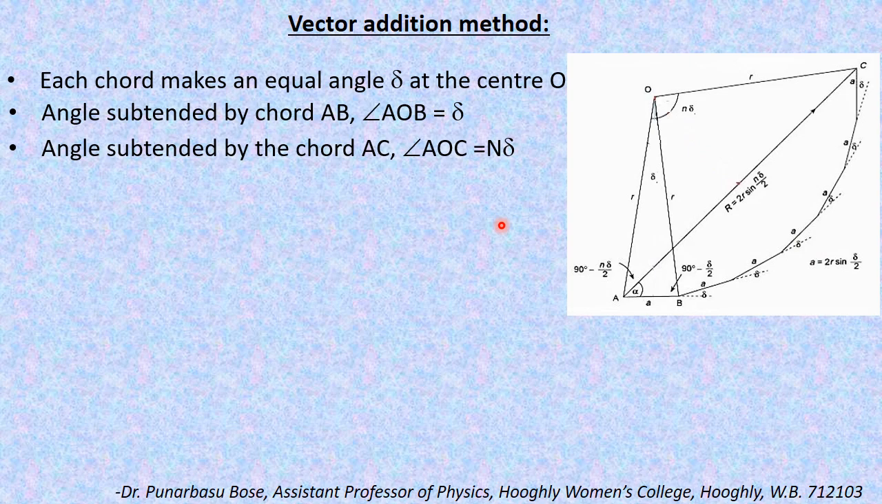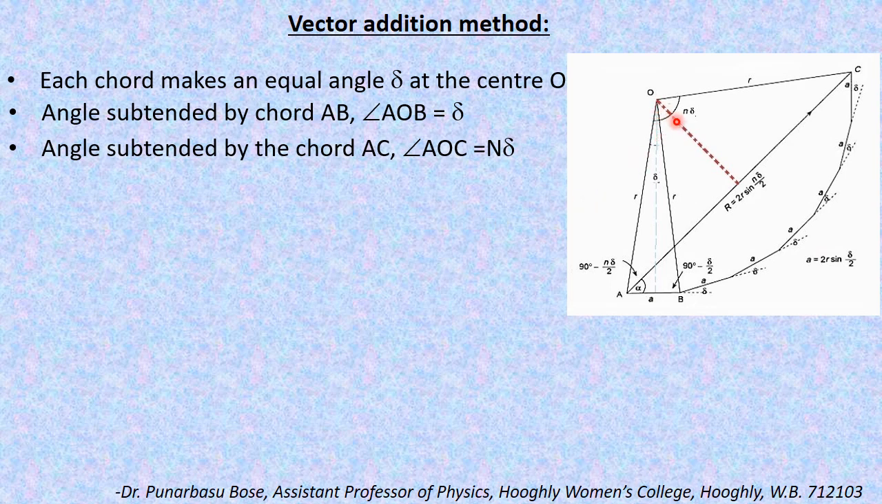Now, to find out the magnitude of AC, that is R, we will draw a perpendicular from O to AC as well as a perpendicular on AB. The red one is a perpendicular drawn from O to the resultant vector AC, and the blue one is a perpendicular drawn from O to the initial vector AB. Now, as we know, in this polygon, the perpendicular drawn from the center O divides the chord in half as well as it bisects the angle.